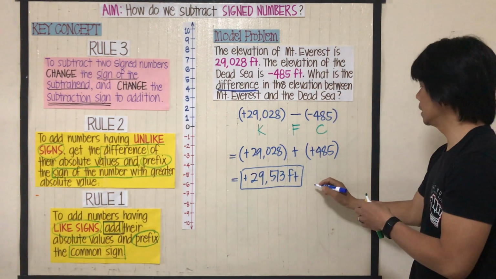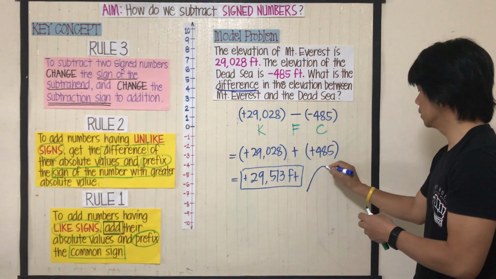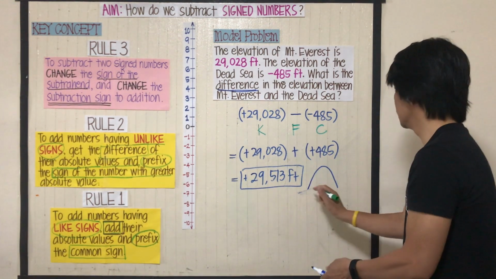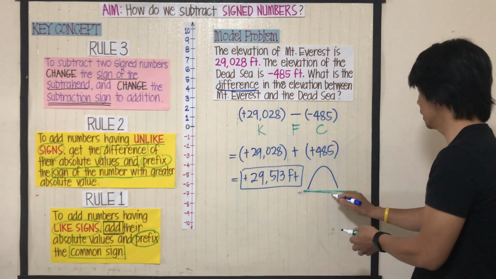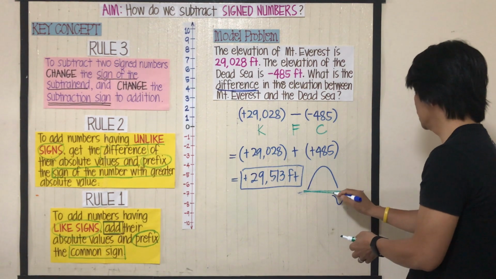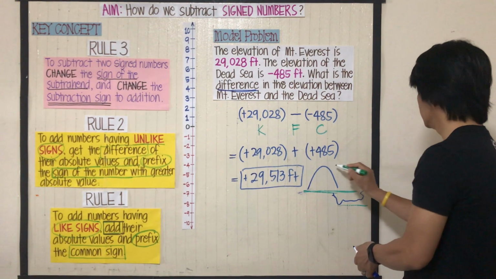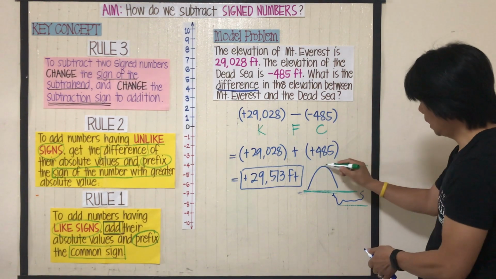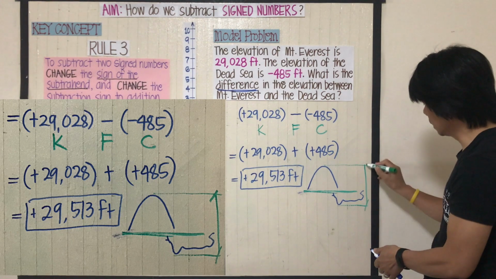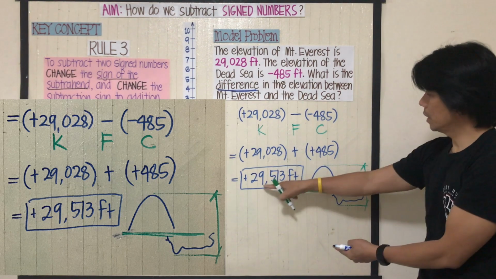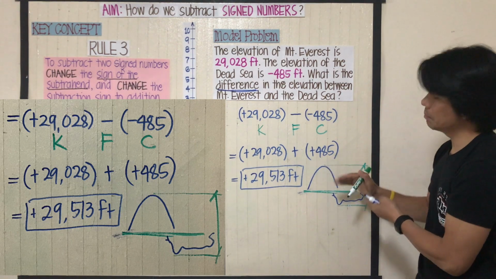So that is in the context to visualize it. If this is the mountain, all right, so that is the sea, this is the sea level, and this is the Dead Sea. So we're looking for the height between the top of the mountain and the bottom of the Dead Sea, and this is 29,513 feet from the bottom to the top of the mountain.